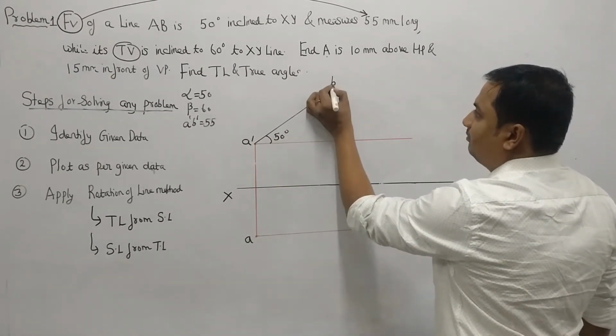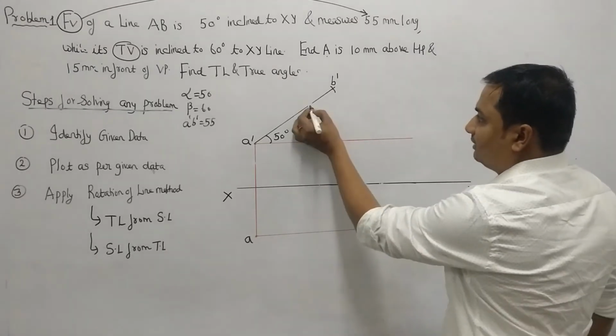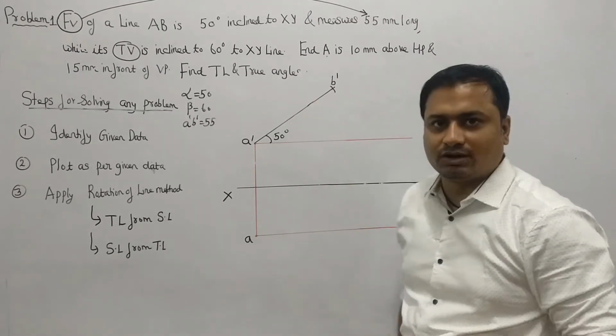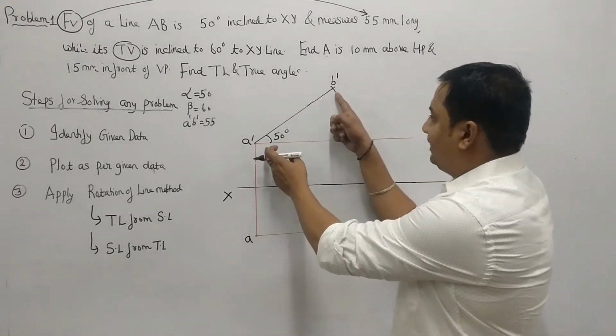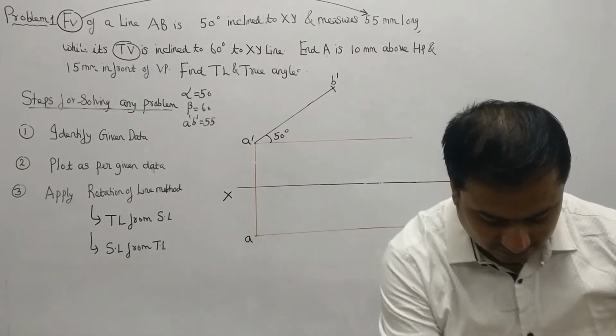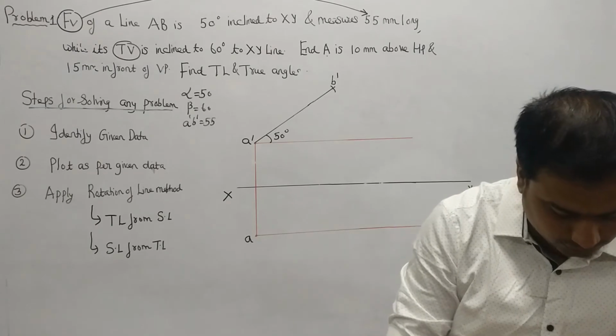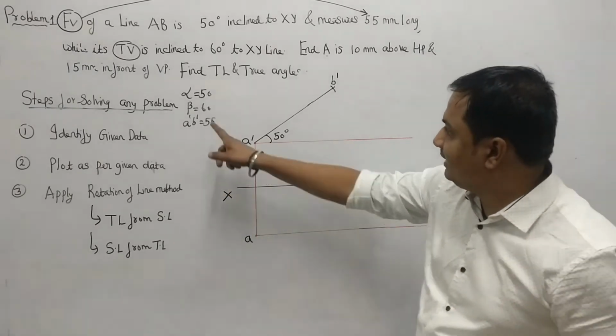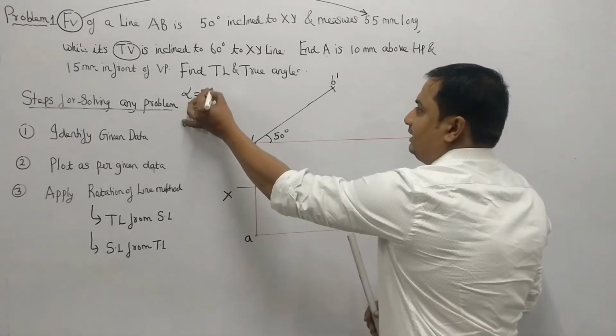You have to name it B dash, because this is the short length. Okay. So we have got B dash short length in the front view. We have got alpha, that is 50 degree, that is given in the problem. Now beta is given to you, 60 degree.